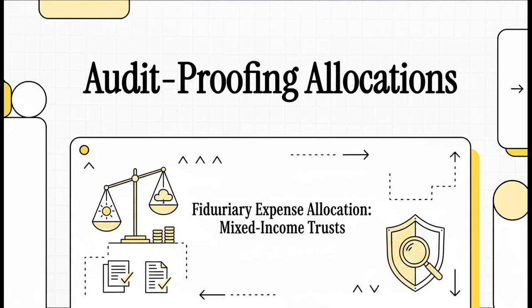All right, let's dive into something that's absolutely critical for any fiduciary: how to handle expense allocations when a trust has both taxable and tax-exempt income. Getting this wrong is one of the fastest ways to attract an audit. So, we're going to break down exactly how to build a defensible, audit-proof return.